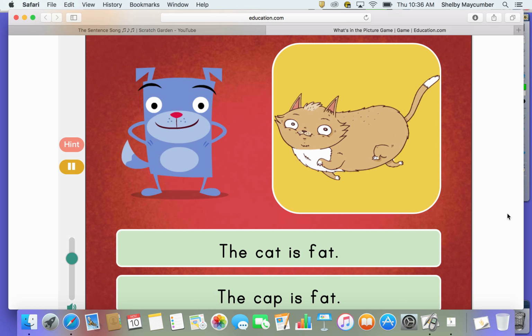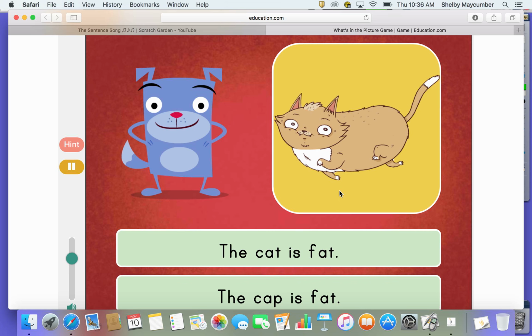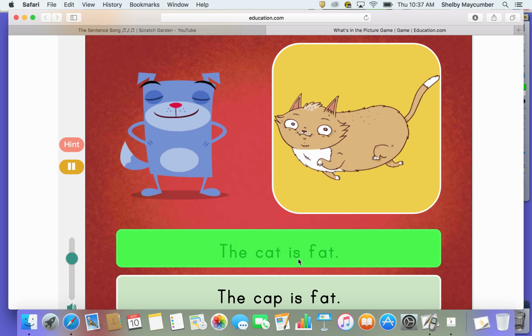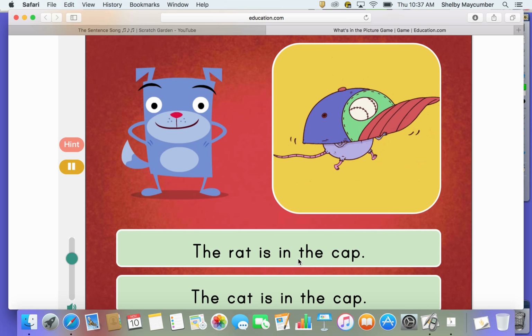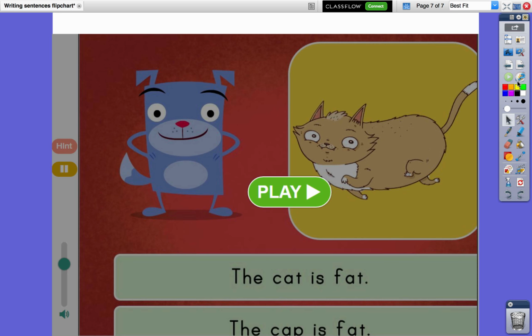This example shows how it says the cap is fat, so if you misspell cat and put cap, it's an incorrect sentence. You click on the right one, and the dog shakes his head. It's a little game, and I like this because it puts pictures with words, and that helps younger students to have an object to associate with it. I really like this because it emphasizes the spelling that goes along with sentences and what misspelling can do.